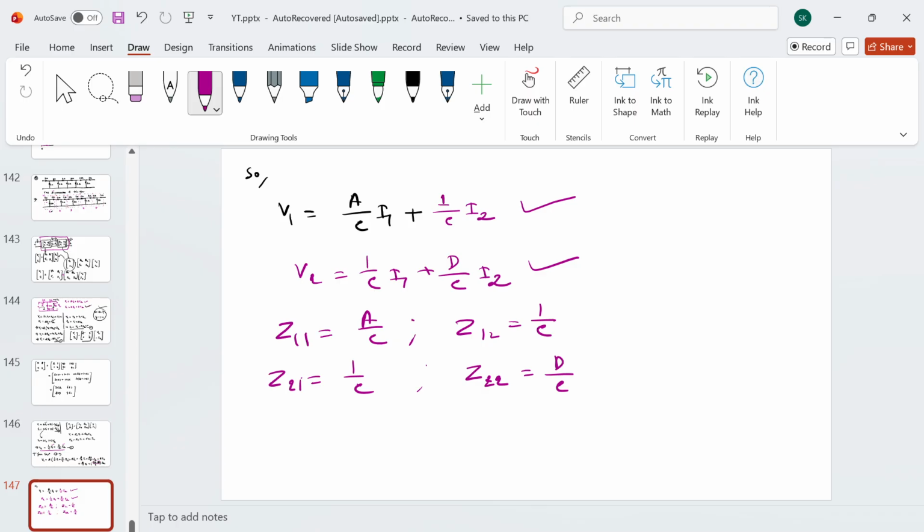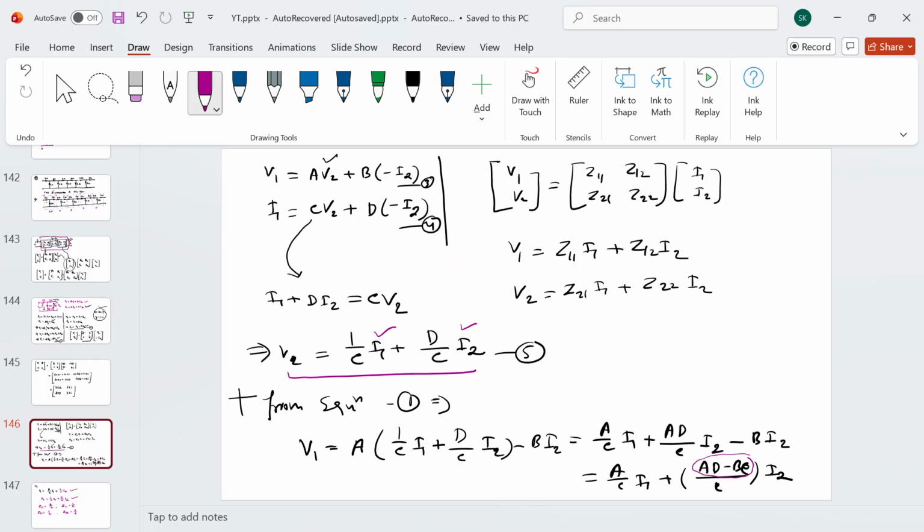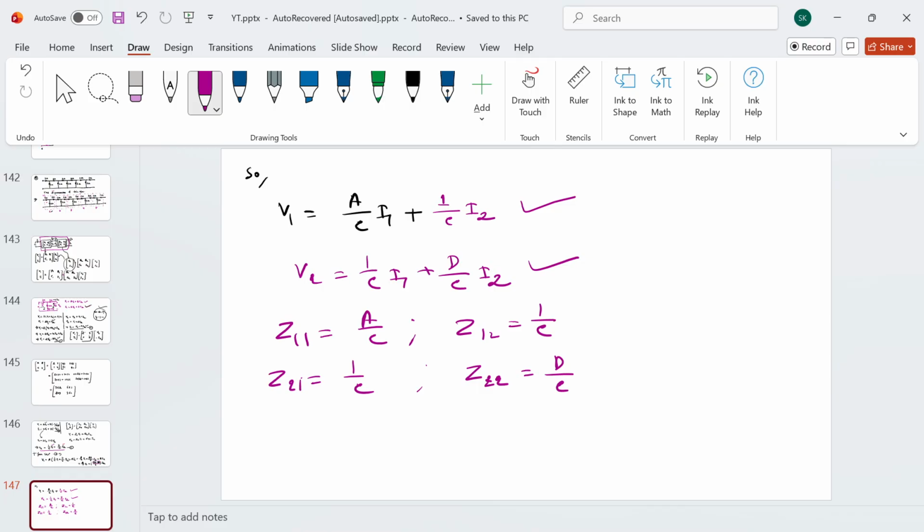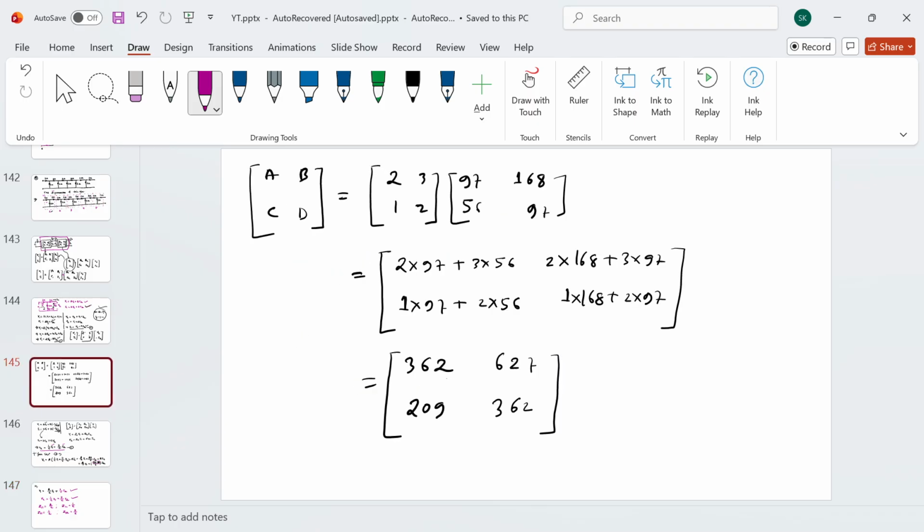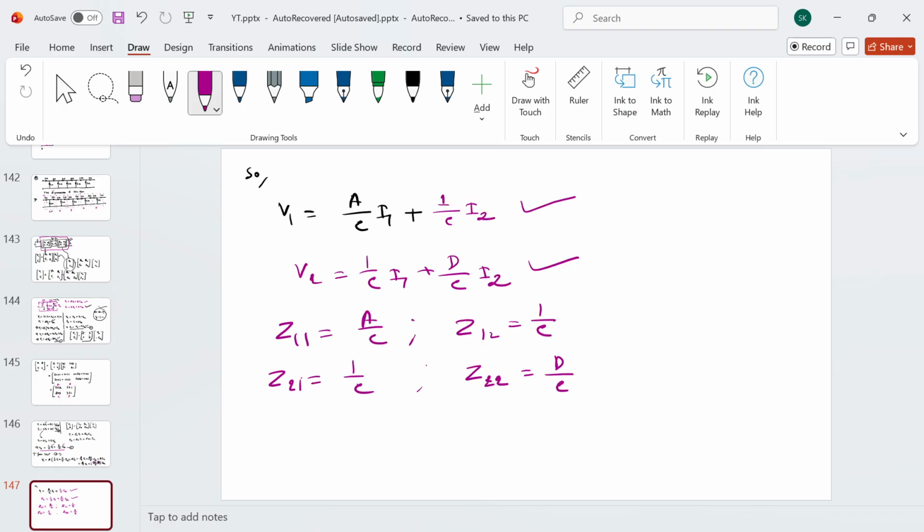But is this calculation correct? Let me verify one more time. See, V2 is equal to 1 by C I1 plus D by C I2. So you know the A, this is my A, this is B, this is C, and this is D. So you can write down the A and C values here and you will get the overall Z parameter.